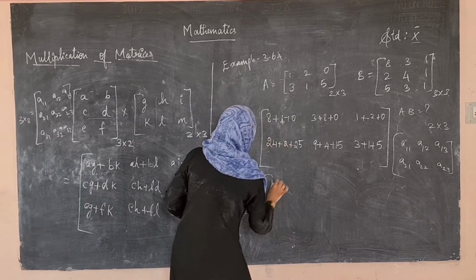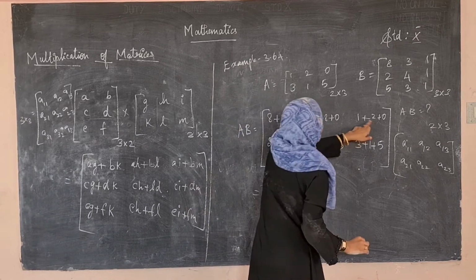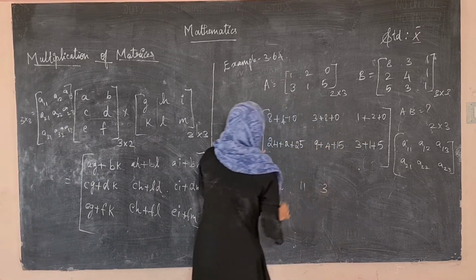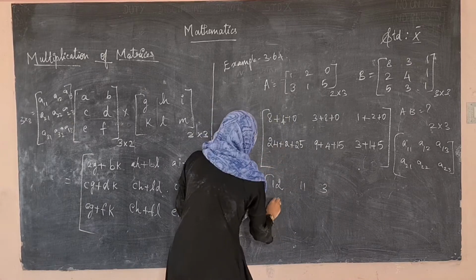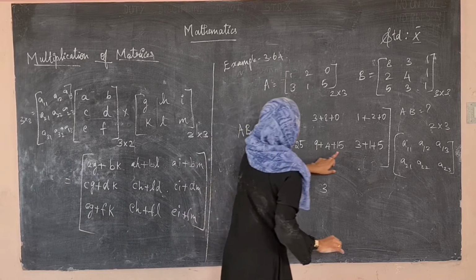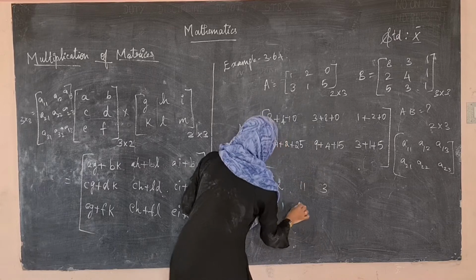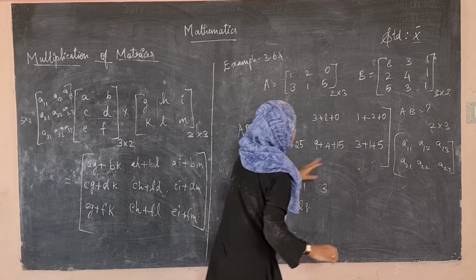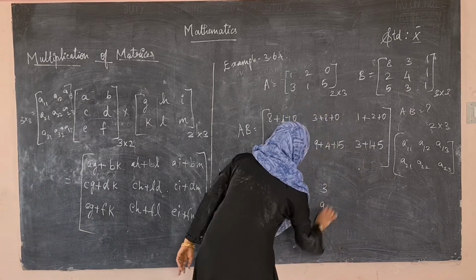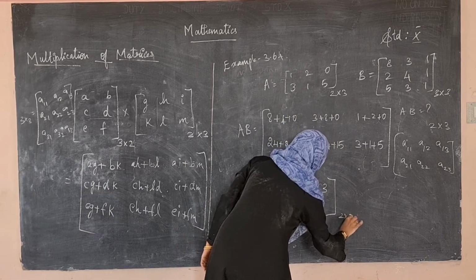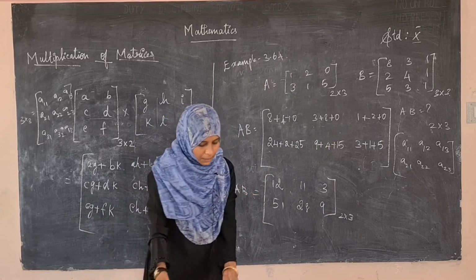8 plus 4 is 12. 8 plus 3 is 11. 2 plus 1 is 3. Here 24 plus 25 is 49, plus 2 is 51. 15 plus 9 is 24, 24 plus 4 is 28. 5 plus 3 plus 1 is 9. 2 cross 3, this is the AB matrix.